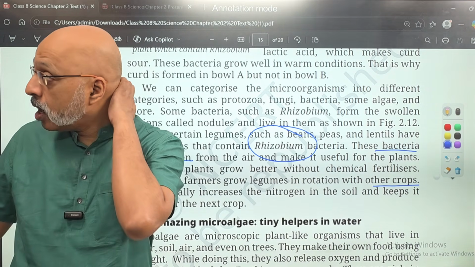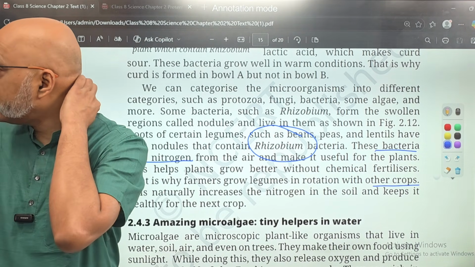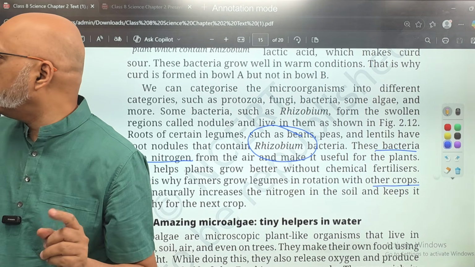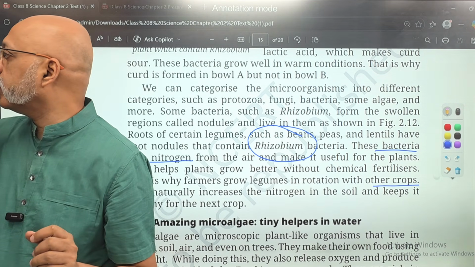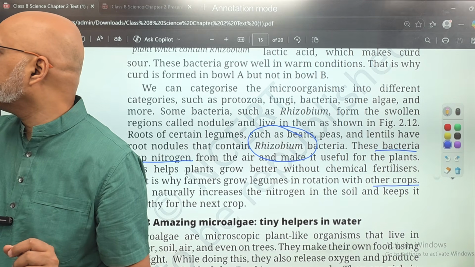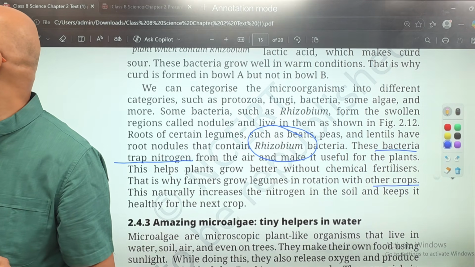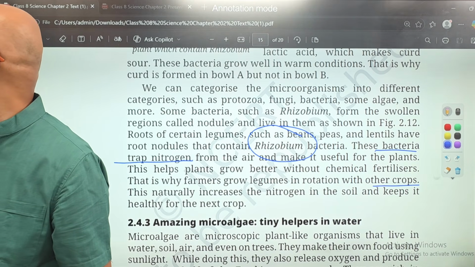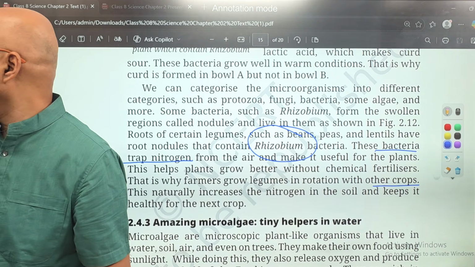If you have any doubt, go to the first chapter of Exploring Society, part 2. Okay, where is the textbook? I'm trying to locate the textbook. This is part 1, part 2. I think I've kept it somewhere else. Can't find it out here.